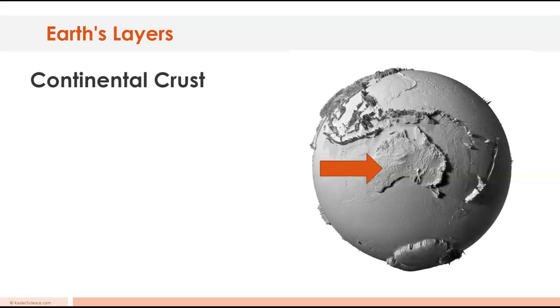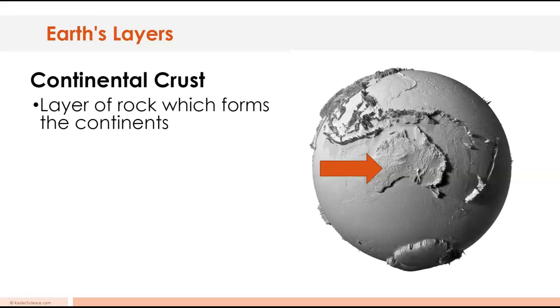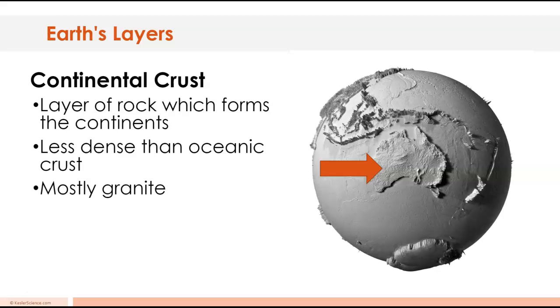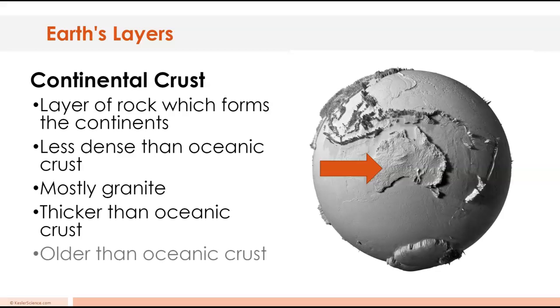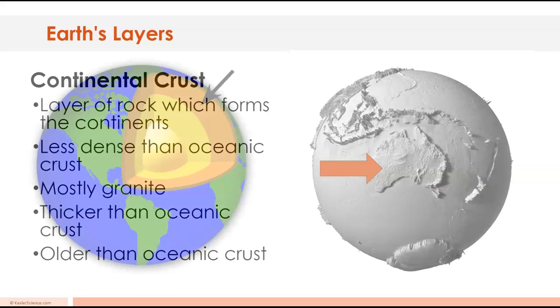And then we have continental crust, which forms the land. It forms the continents. It's less dense than oceanic crust. It's mostly granite, and it's thicker than that oceanic crust, and it's also older. All right, let's keep diving down.